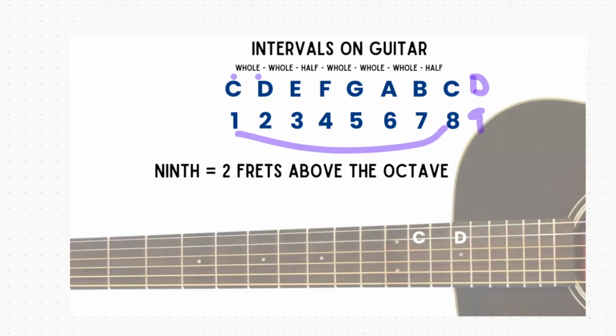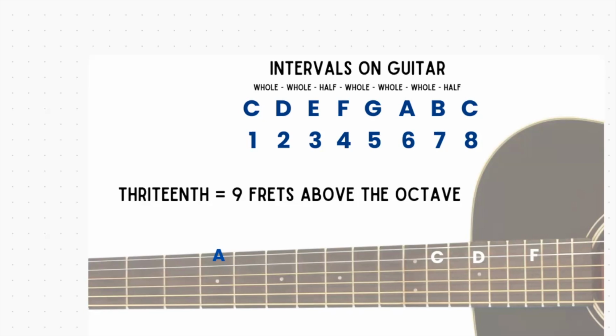The reason they use 9 instead of 2 is because it's 2 frets above the octave. So see, we have C to C here, and then we go up to D. All right, so this is 2 frets above C. Ninth equals 2 frets above C. So technically it's the second of the chord, but it's 2 frets above C if you're talking about the frets on the guitar. And then we have the 11th and the 13th.